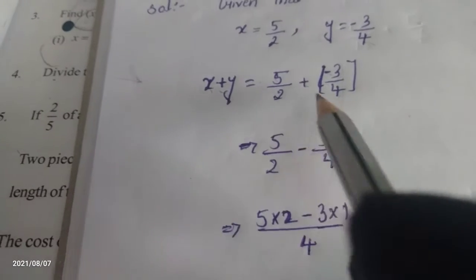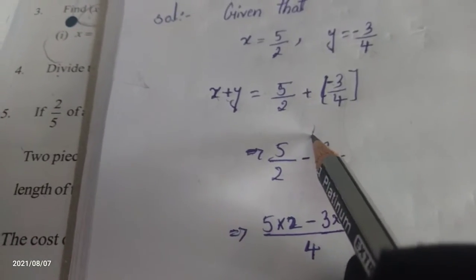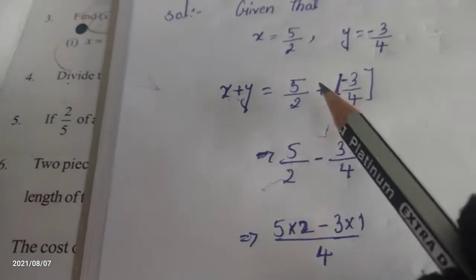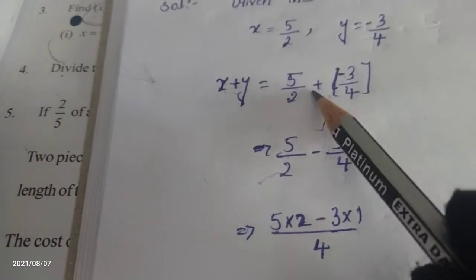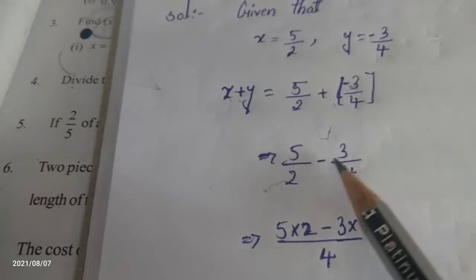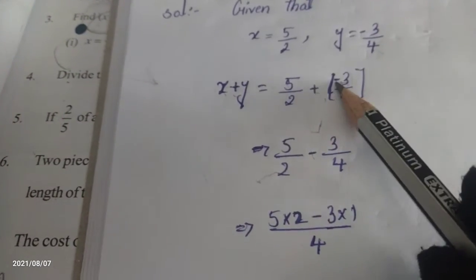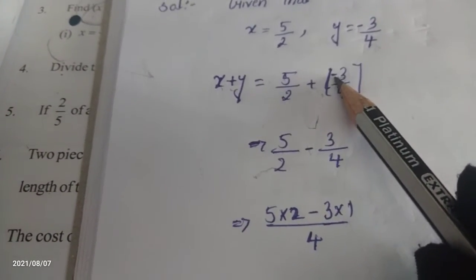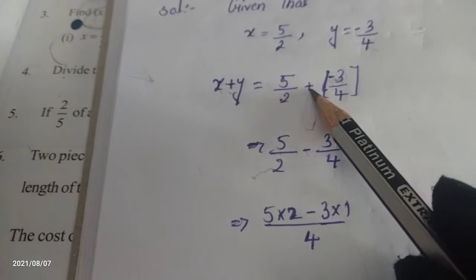I am writing it here. Up to that, is it clear? Nothing else is being done. I am just substituting whatever values are given. 5 by 2 is as it is. Plus into minus, what happens? Plus into minus is minus only. Here a double sign is there, so we have to make it a single sign with the help of this condition.